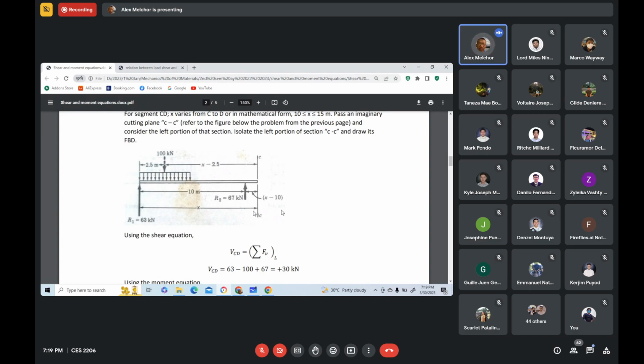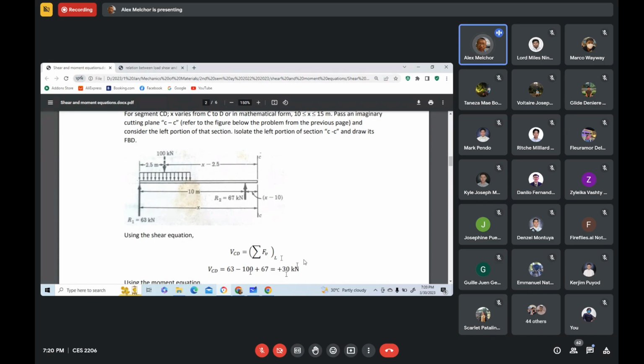So the shear equation for CD is equal to summation forces vertical considering the left portion of that section. To the left portion of that section, there are three forces. That force acting upward, so that's positive 63, then minus 100, then plus 67 gives us positive 30 kilonewtons.